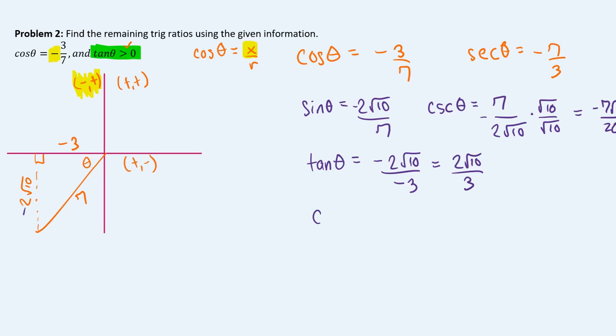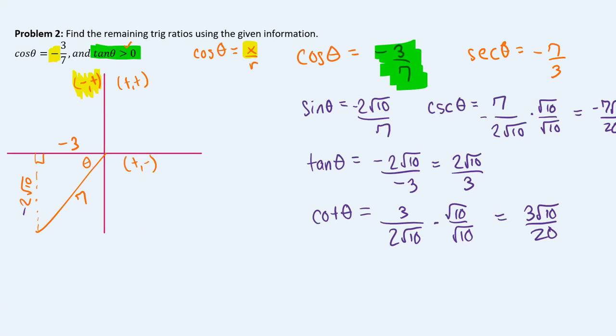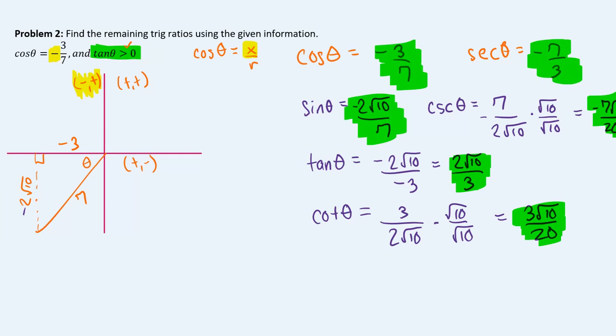So then finally, we just need to find cotangent. Cotangent is the reciprocal of tangent, so that means that we'd have 3 divided by 2 square root of 10, which means we need to rationalize it by multiplying the numerator and denominator by square root of 10. So then that means we have 3 square root of 10 divided by 20. So your 6 trigonometric functions are negative 3 over 7, negative 7 over 3, negative 2 square root of 10 over 7, negative 7 square root of 10 over 20, 2 square root of 10 over 3, and 3 square root of 10 divided by 20.